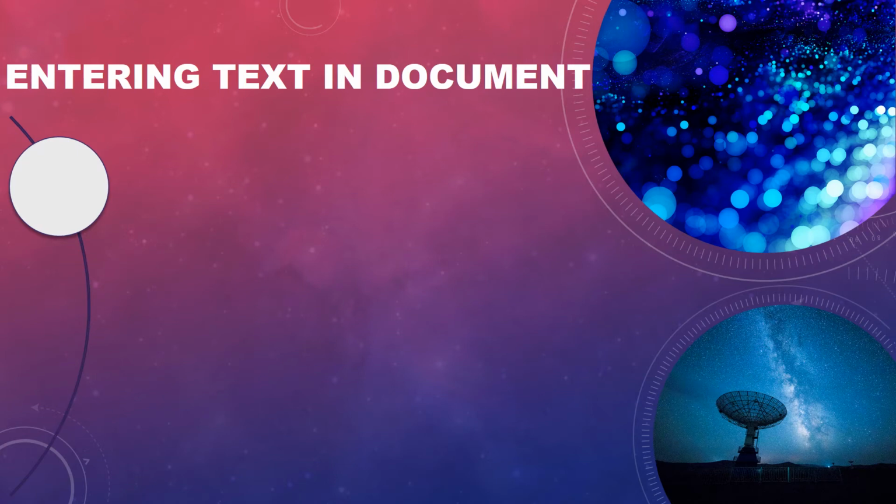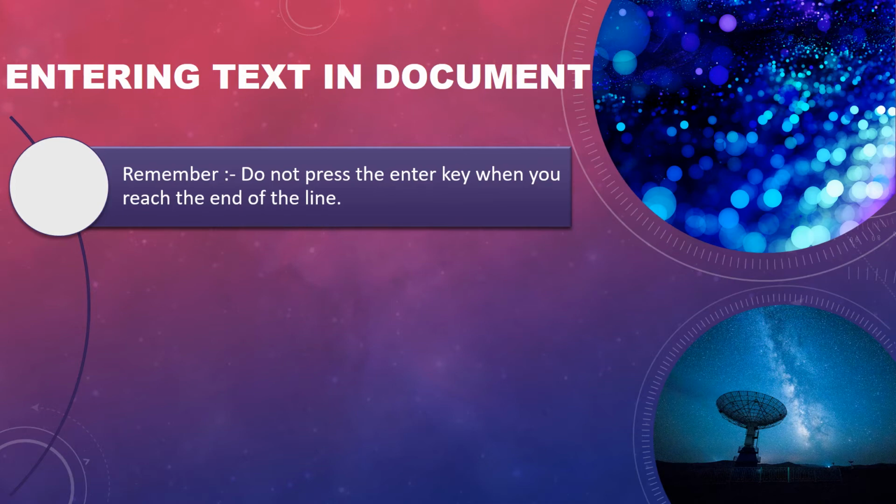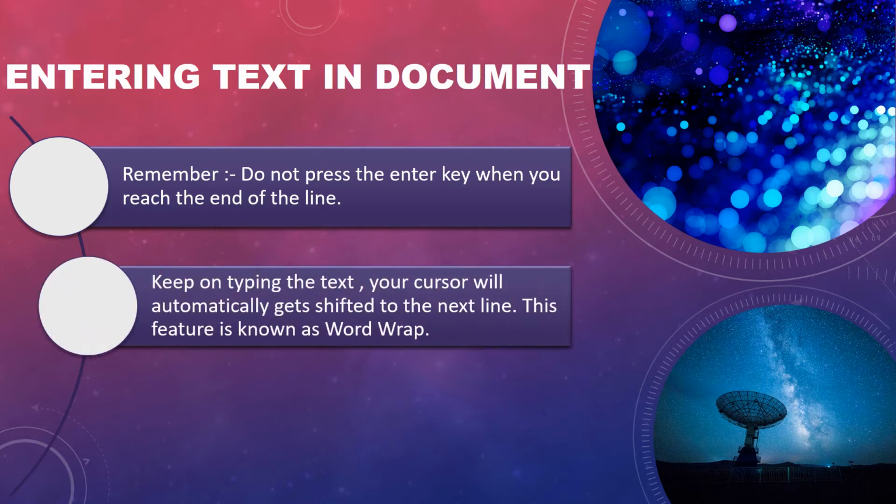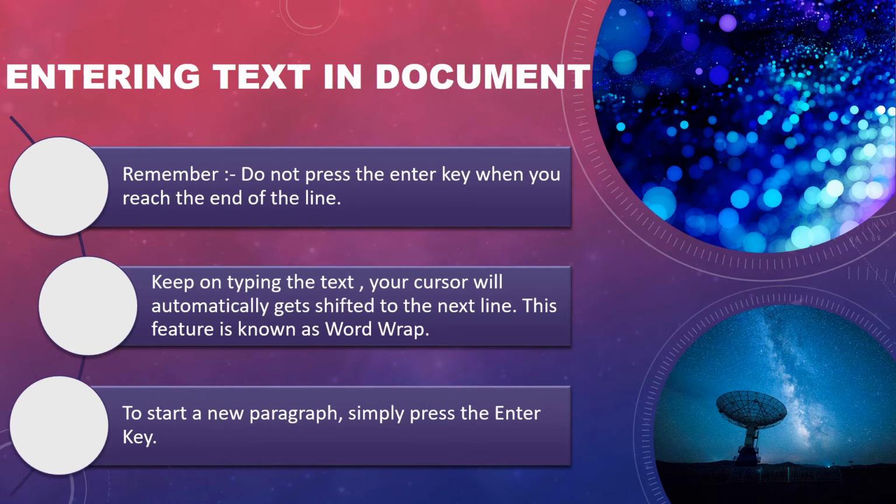Entering the text in a document is very simple. So you must remember, do not press Enter key when you reach the end of the line. That means you have to keep typing. So when you keep on typing, your cursor will automatically get shifted to the next line. And this feature is known as word wrap. To start a new paragraph, simply press the Enter key. So you are supposed to press the Enter key only when you have to start a new paragraph, not the new line.